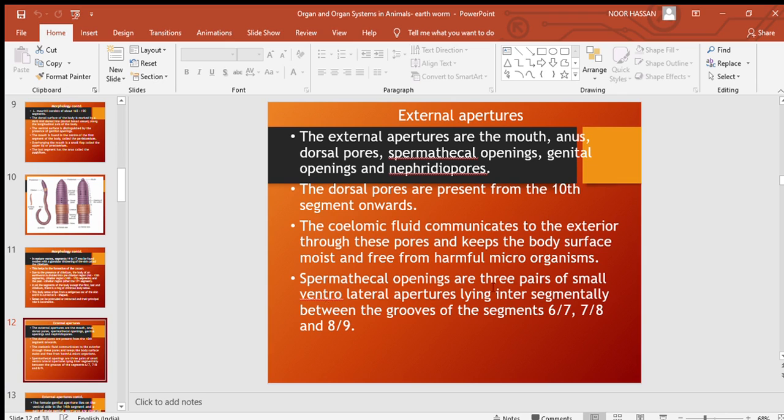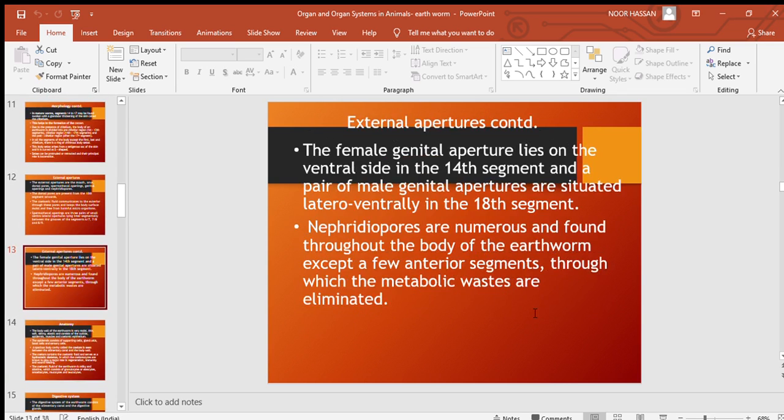The spermathecal openings are three pairs of small ventrolateral apertures lying intersegmentally between the grooves of the segments 6 and 7, 7 and 8, and 8 and 9. So these are three pairs which are present ventrolaterally between the grooves of the segments 6 and 7, 7 and 8, and 8 and 9.